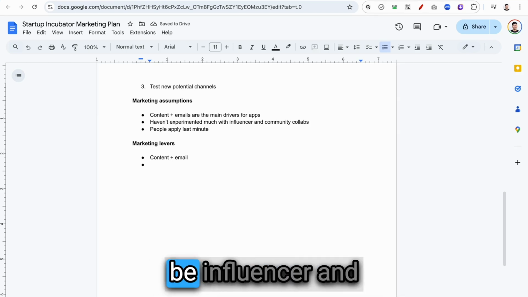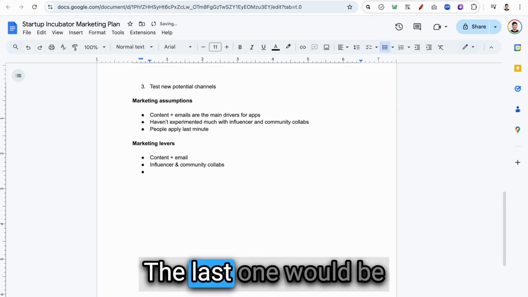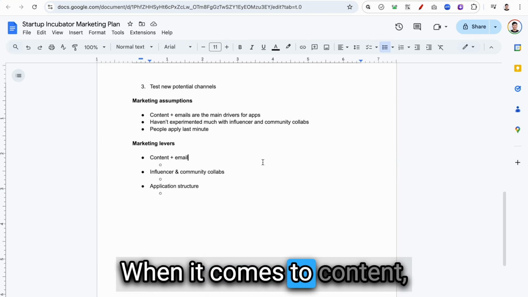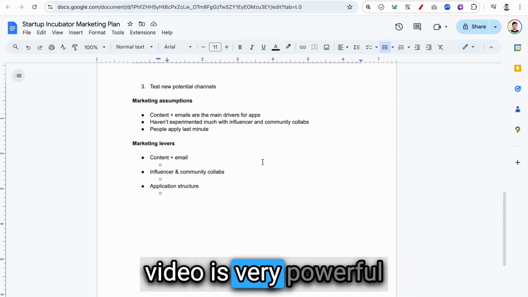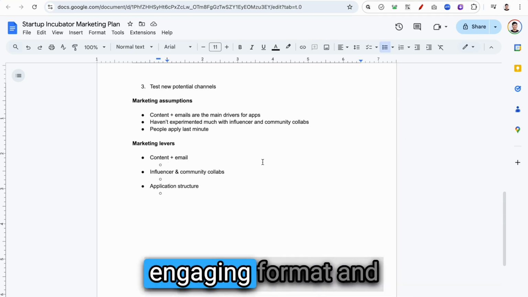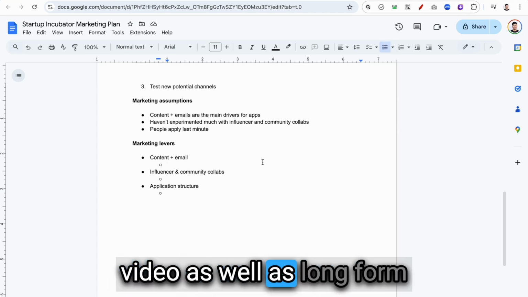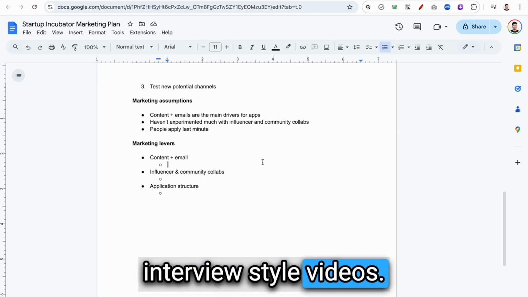The next one would be influencer and community collabs. The last one would be the application structure. When it comes to content, video is very powerful because it's the most engaging format, especially short form video as well as long form interview style videos.